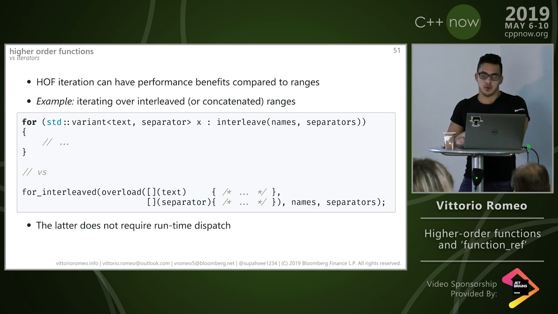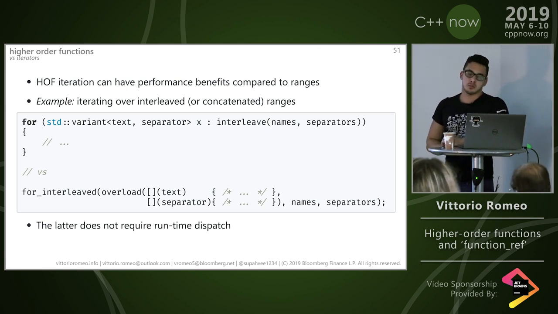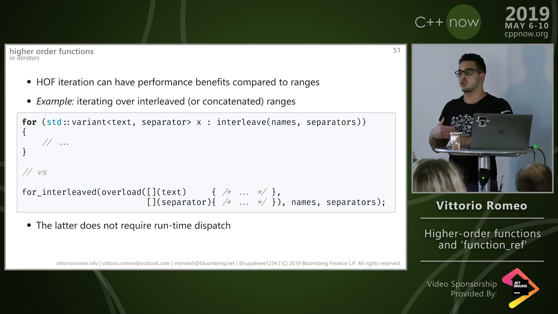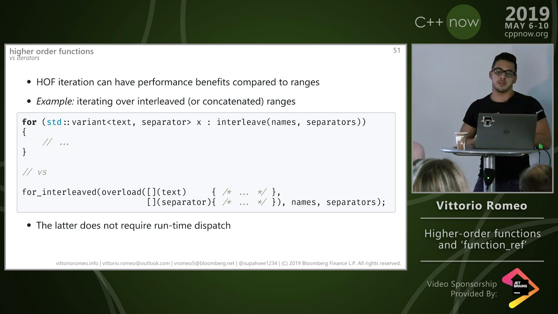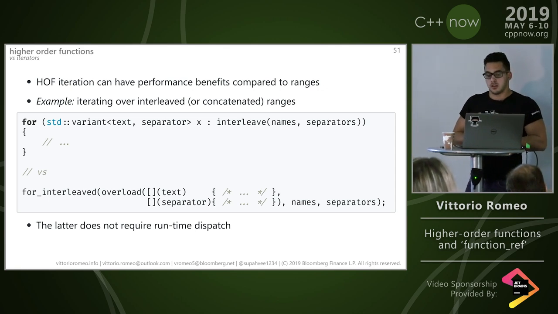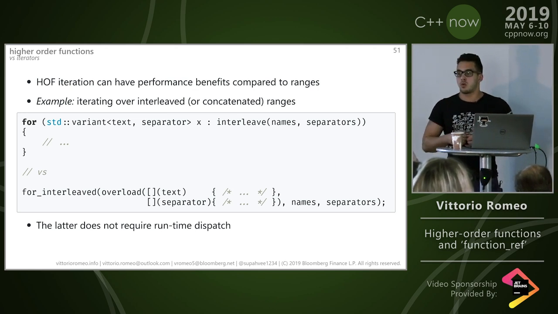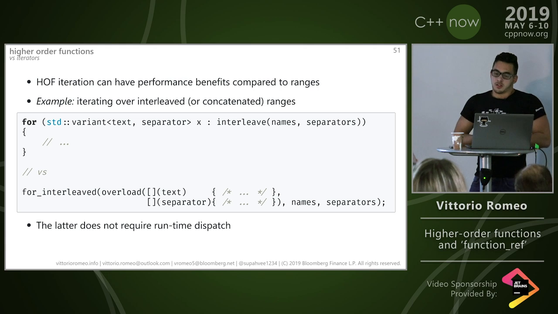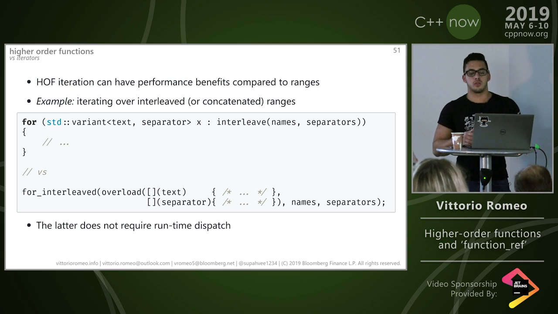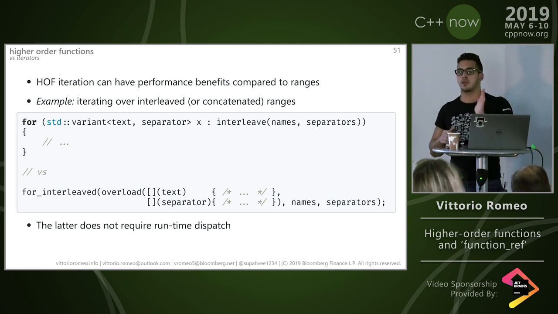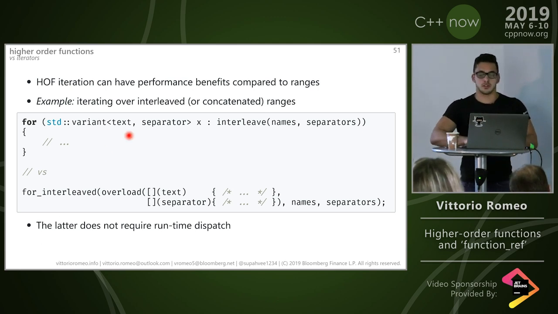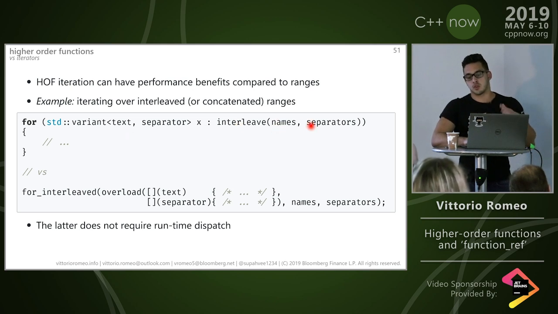One more point that I want to make. I haven't explored this a lot, but if you think about it, in general, higher-order function iteration can also have performance benefits compared to ranges in some cases. As an example, imagine iterating over interleaved or concatenated ranges, where the ranges have different types. Maybe you have some sort of sequence of names and separators, and you want to iterate first on a name, then separator, name, separator, and so on. So you create this sort of interleave abstraction, which takes a bunch of containers and gives you a way of iterating over them.